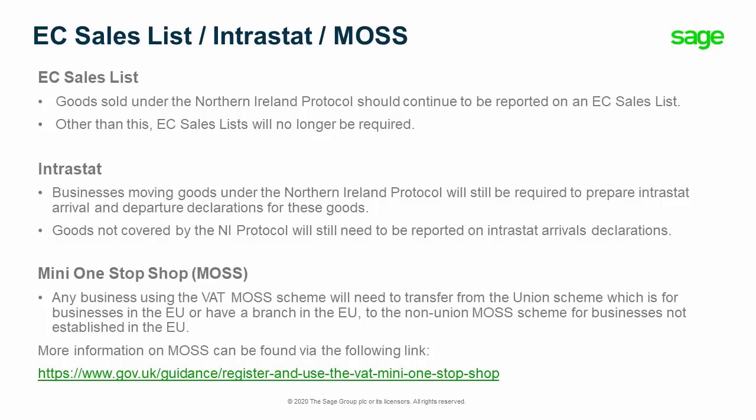Finally, Mini One-Stop Shop, or MOS. Any business using the VAT MOS scheme will need to transfer from the Union scheme, which is for businesses in the EU or have a branch in the EU, to the non-Union MOS scheme for businesses not established in the EU. You can find more information on MOS and the link you can see on screen.